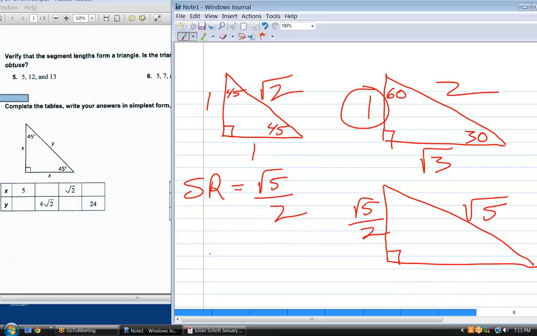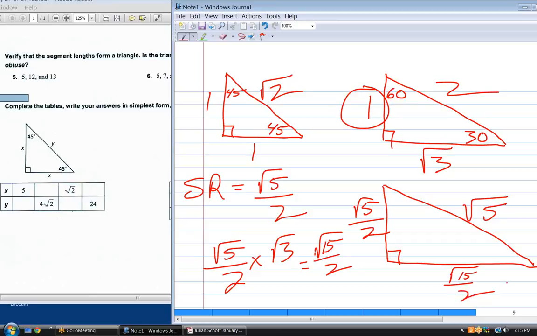Do you multiply it? Multiply it by what? The square root of 3? What's the square root of 5 times the square root of 3? Is that square root of 15? Square root of 15. So this becomes square root of 15 divided by 2.